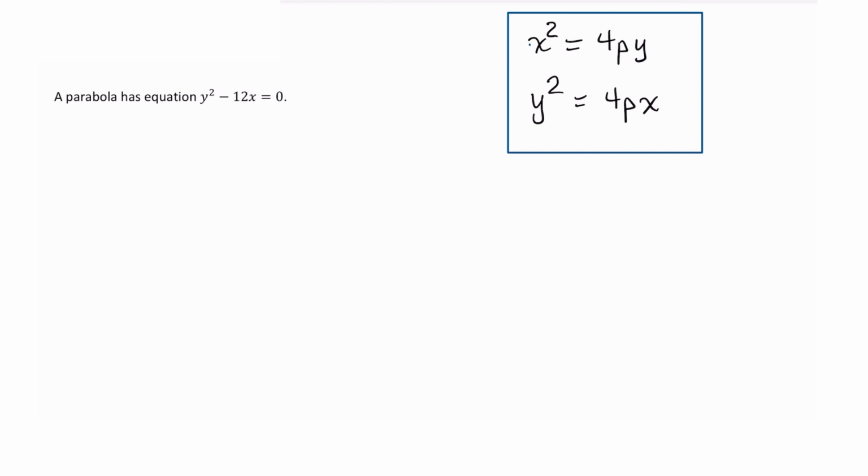So remember that when a parabola has vertex at the origin, that's where we're starting in this unit, it has two possible equations, x squared equals 4py and y squared equals 4px. And since our equation, y squared minus 12x equals 0, contains a y squared term, we know that the standard form is going to match up to y squared equals 4px.